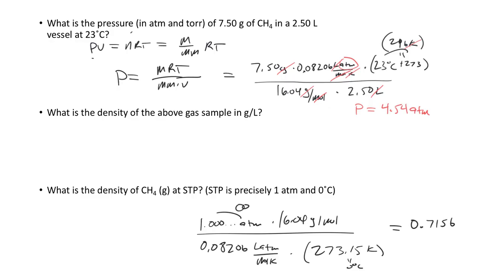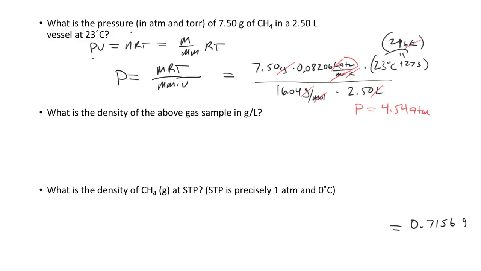And again, let's check our units. Atm cancels, the per mole cancels, our Kelvin cancels, and we only have grams per liter left, which is good because that's our density unit. So again, our density lowered because we had to expand this gas in order to achieve this lower pressure.